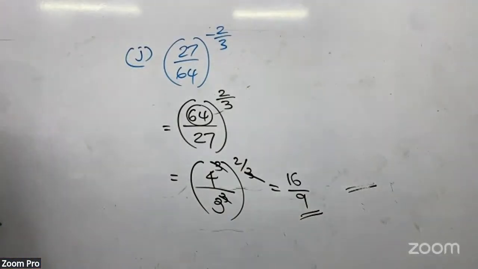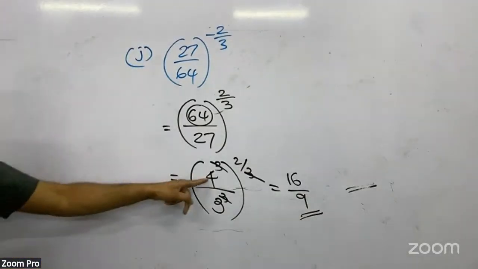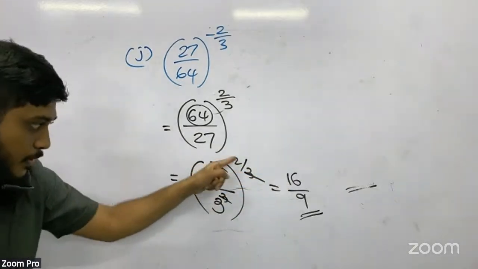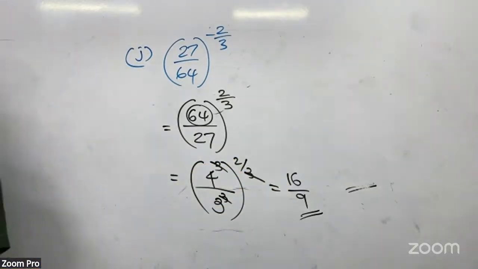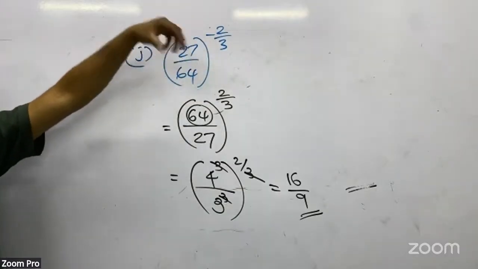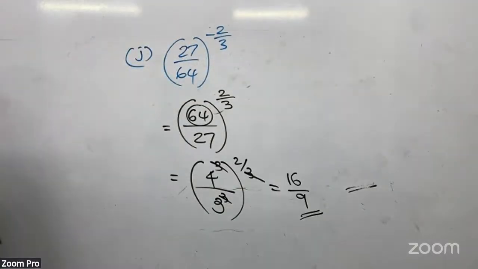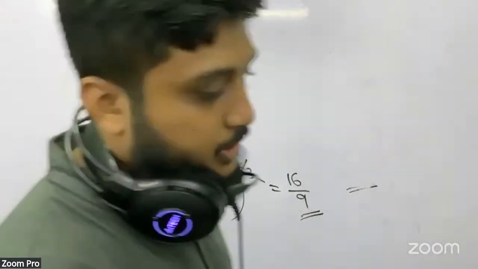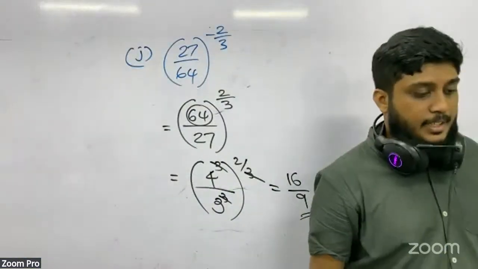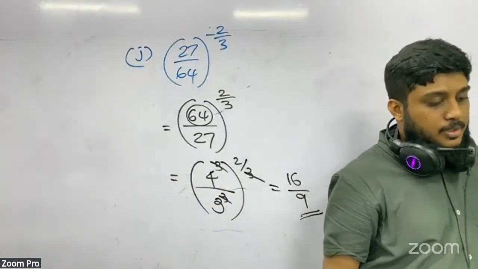Clear? Everyone clear how we got this? 4 to the power 2 is 16. 3 to the power 2 is 9. If we get a minus index also, now you know how to do this part. No? Sorry. So I have to do only one more example. After that, I can leave the entire thing to you. You can do everything.